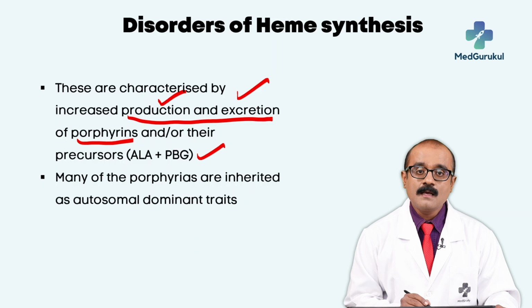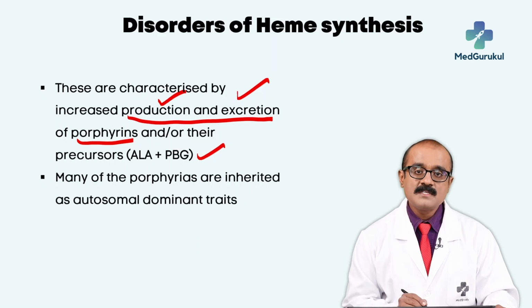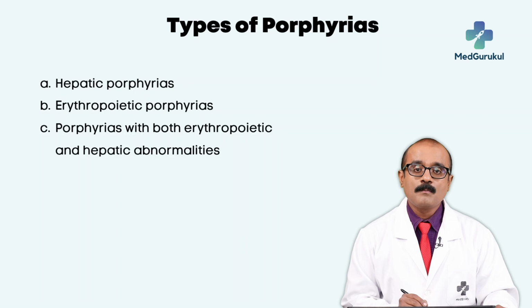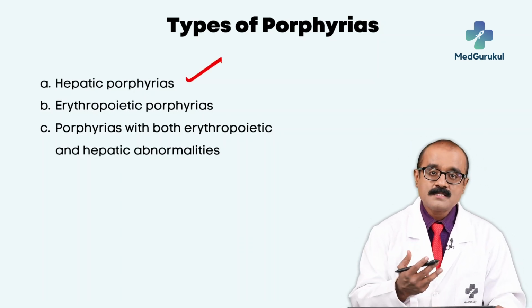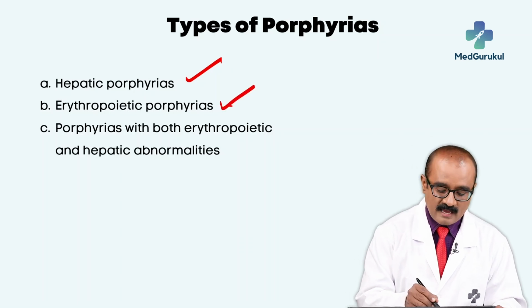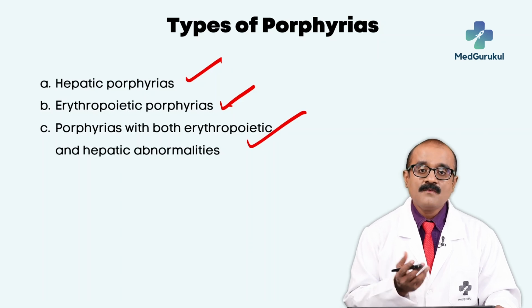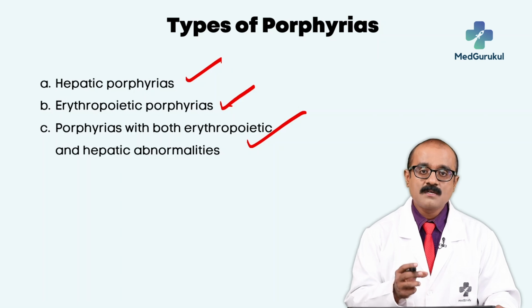Many of the porphyrias are inherited as autosomal dominant except one. We will go through them one by one, and learn that exception also. Coming to the types of porphyrias, we have hepatic porphyria, where the liver is involved, erythropoietic porphyria, and porphyria having both erythropoietic and hepatic abnormalities. We learnt during heme synthesis that in bone marrow almost 80% of heme synthesis occurs, and the other major site is the liver.